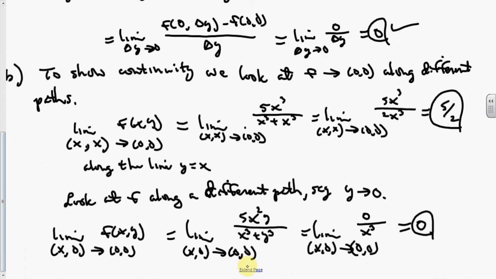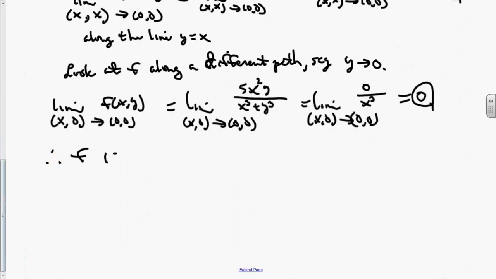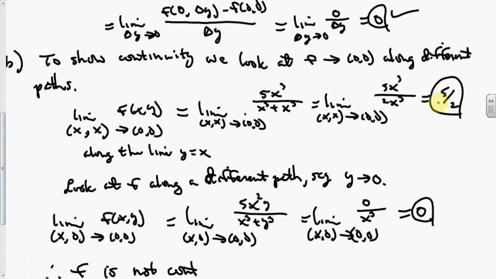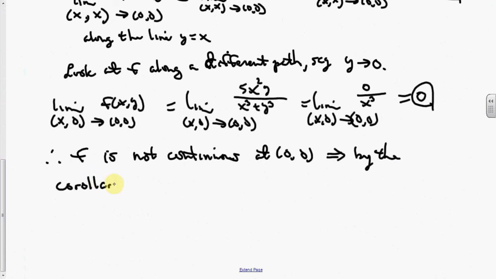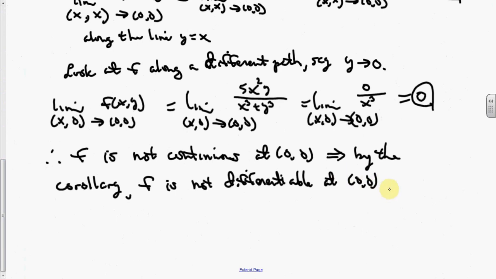So notice here that f is not continuous, because I get different values. I get 5/2 along that path. I get 0 down there along that path. f is not continuous at 0, 0. This implies, by the corollary, f is not differentiable at 0, 0. Okay. That's actually a proof.